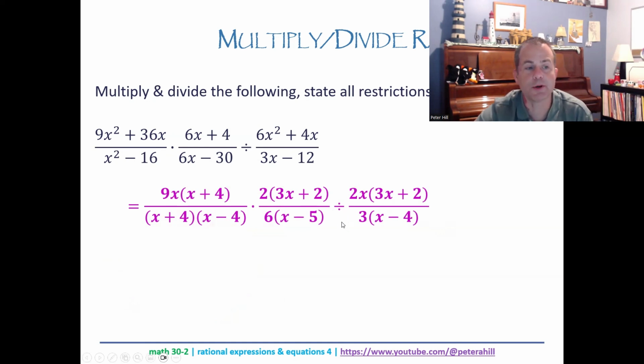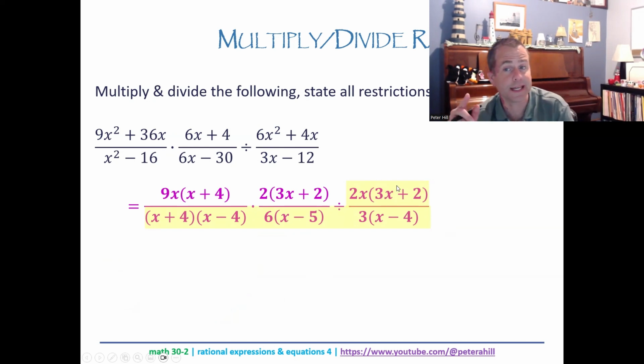Now, I want to think about non-permissible values. Again, I'm looking at anything that will appear on the bottom at some point. So my non-permissible values are going to look like this, because this fraction is going to get flipped. So I have to think about both the bottom and the top for that guy. So x can't be plus or minus 4 from these guys. X can't be 5, and x can't be -2 over 3 for this top guy.